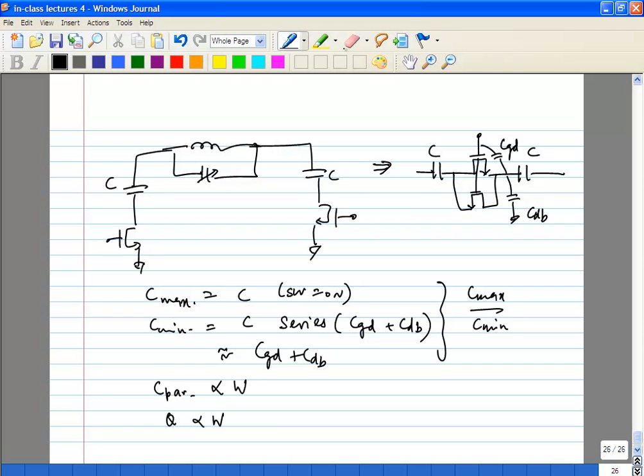Why? Your series switch has a series on-resistance. So when it's on, you're going to have a C in series with an effective resistance of the switch. That resistance decreases as your width increases, so your Q is going to be proportional to W. This is the basic trade-off you're going to have when you design your discrete tuning. You need to choose W carefully such that you trade off your Cmax over Cmin and your Q, which means phase noise and tuning range effectively at the end of the day. Phase noise depends on Q, tuning range depends on Cpar.